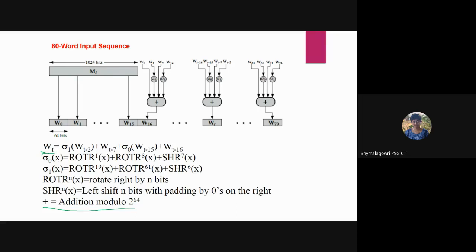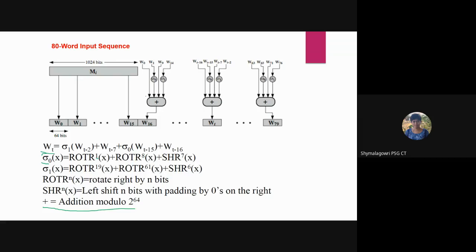Sigma 0 of a particular element is nothing but a right rotate by 1 bit, plus a right rotate by 8 bits. Then we do a shift right by 7 bits with padding by 0 on the left. So this is sigma 0. In sigma 1, we have to do a right rotate by 19 bits, then a right rotate by 61 bits, then a shift by 6 bits with padding by zeros.